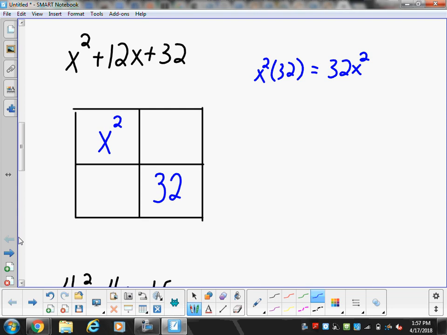Okay. Next step, factor the 32x squared, and we want the factors to add up to 12x. Since everything's positive, we're just going to stay with the positive factors. So x and 32x.